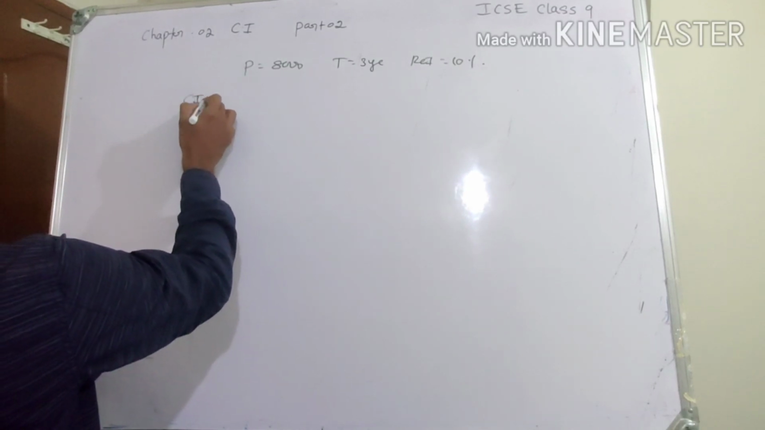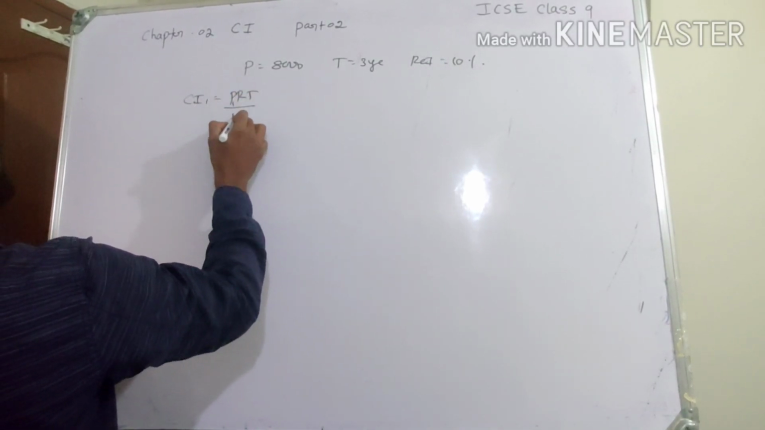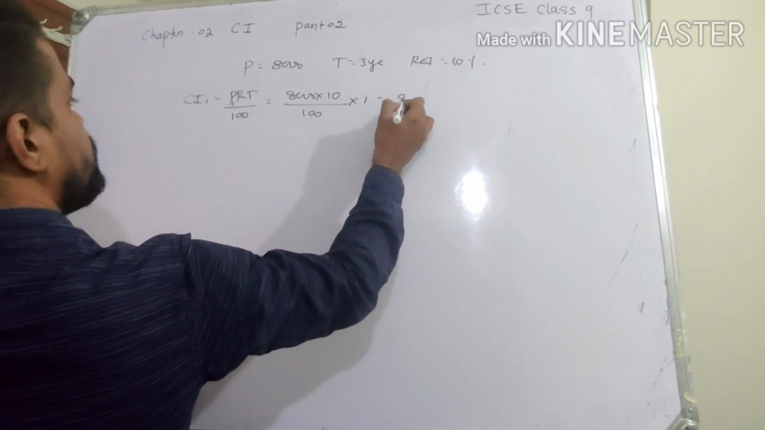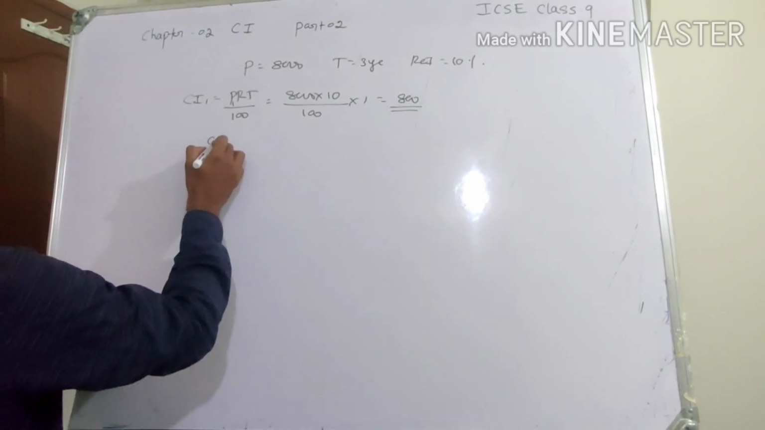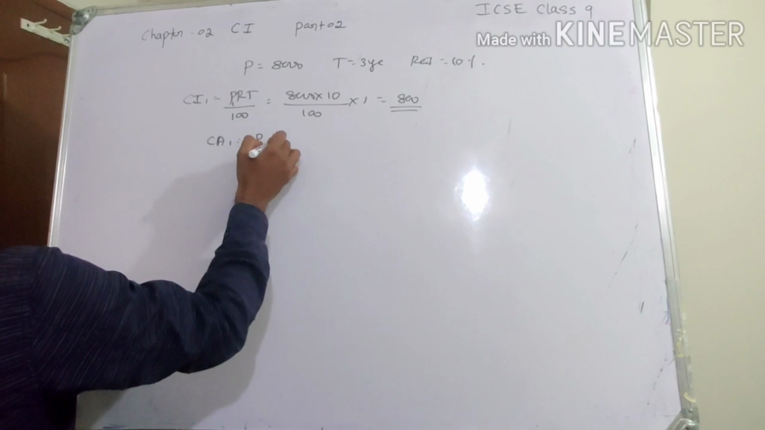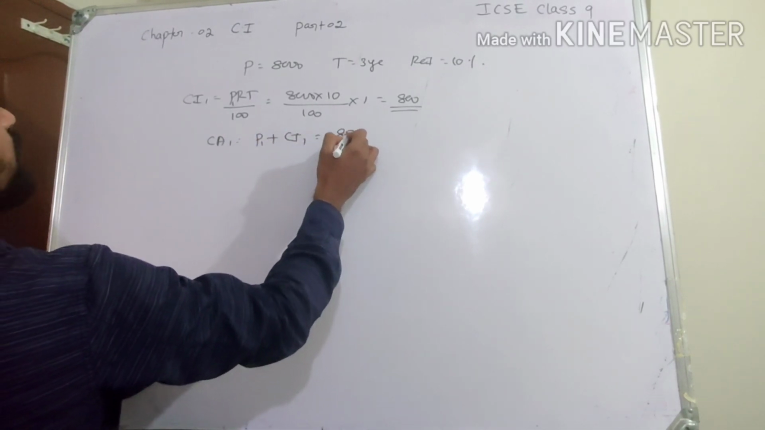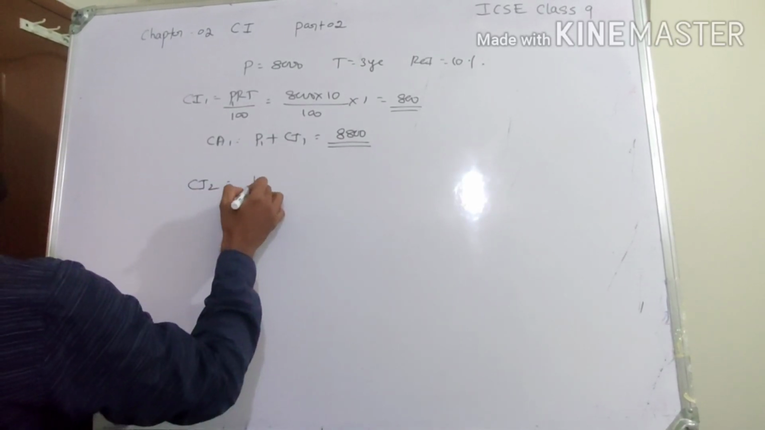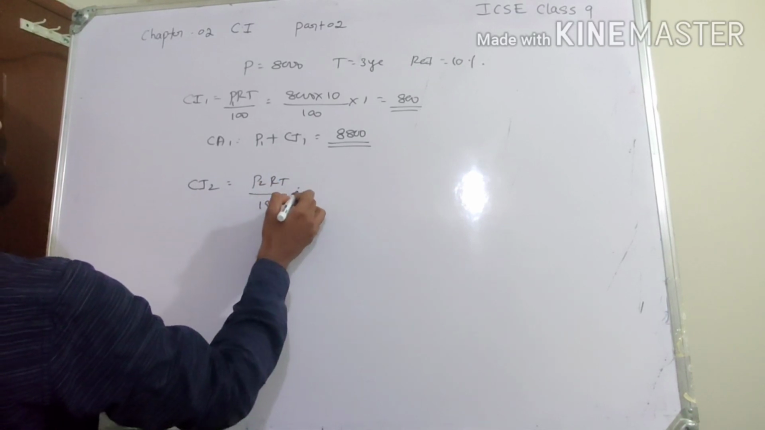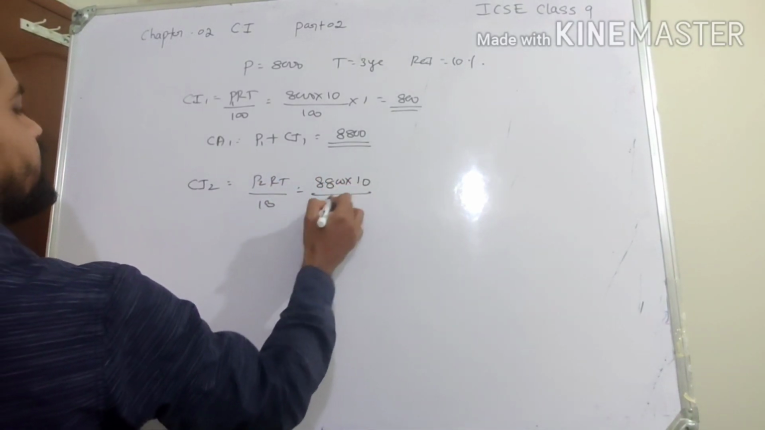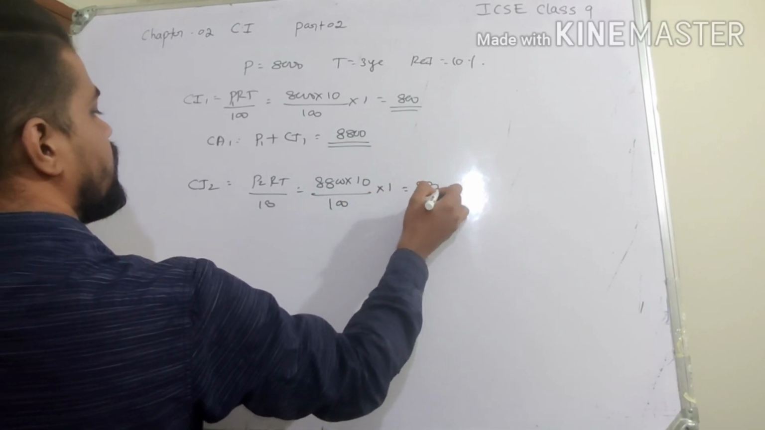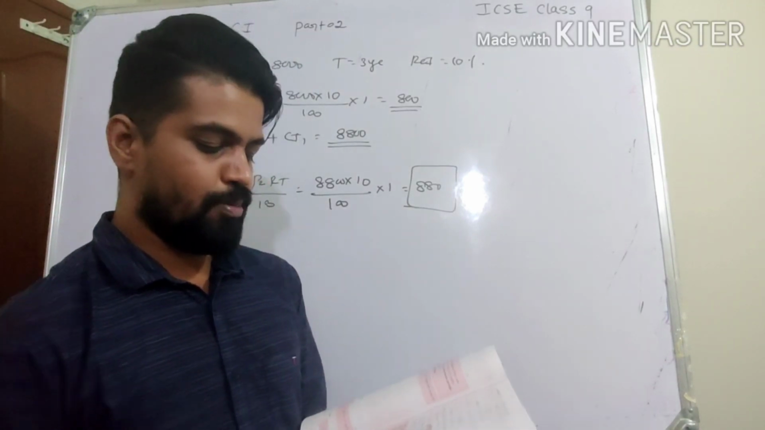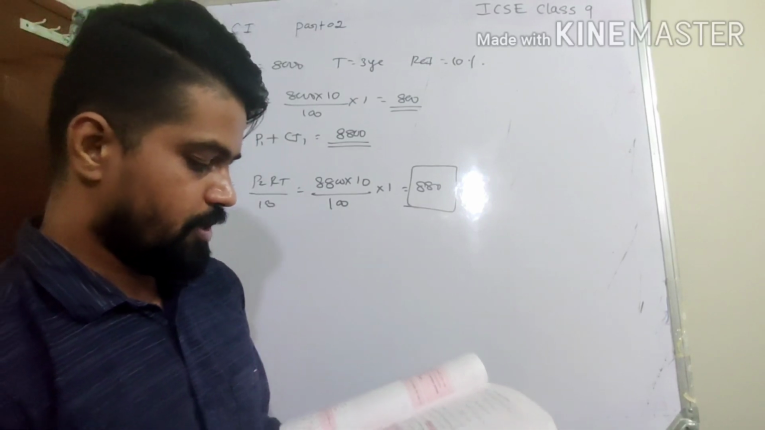So the compound interest 1 is P1 RT by 100, which is 8,000 into 10 by 100 into 1, which is simply 800. The compound amount will be P1 plus compound interest 1, which is 8,800. For the second year, it is going to be P2 RT by 100, which is 8,800 into 10 by 100. We end up with 880, and our answer is only this much, because they're asking interest for the second year. That's it. We don't want even the compound amount, we just wanted compound interest.